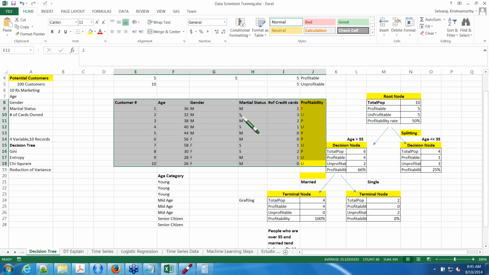When I don't know what to do with the data, where do I start? I could start with the customer ID, the age, the gender, the marital status or the number of credit cards. Where do I start? I don't know any answer. I don't have any clue. In such a situation, it is advised to go for a decision tree.